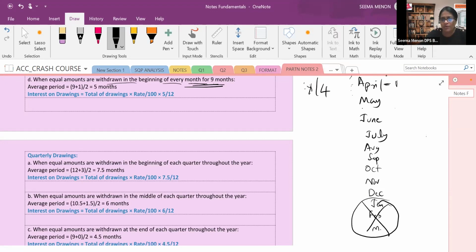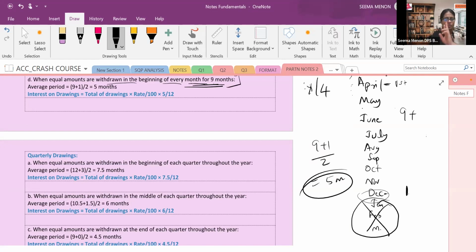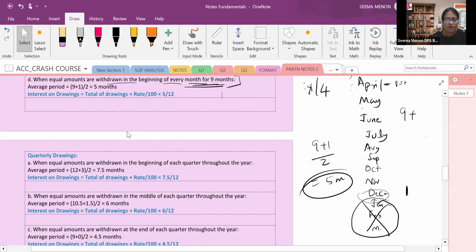So he will withdraw on 1 April. So time left after first withdrawal is 9 months. Now time left after last withdrawal: the beginning of December, after that you take the full December, since he is withdrawing within a 9 month duration. So what is left is 1 month. So what is your average time period? 9 + 1 / 2, that is 10/2, that is 5 months. Here I have taken a duration of 9 months only, not 12 months. That is the reason. I hope you are clear with this.